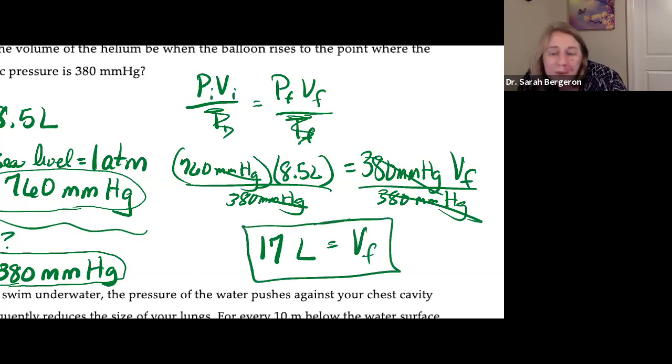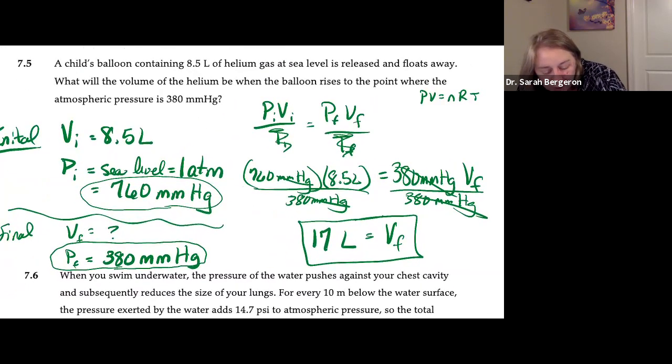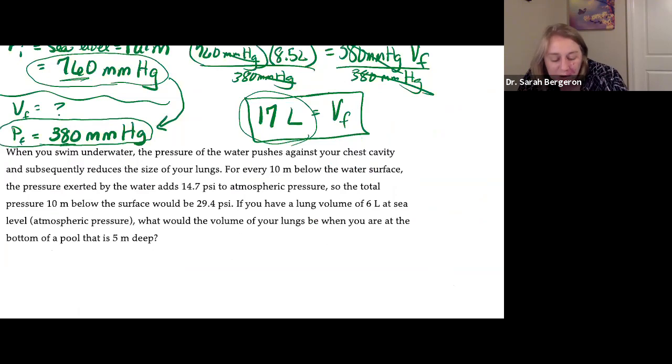Okay, so now does that make sense? Well, yeah, if we look at P-initial V-initial, right? What did we change? Well, we changed our pressure. Our pressure went from 760 to 380. So if our pressure drops, what happens to volume? Well, if I want this side of the equation to equal this side of the equation, that means my volume has to go up. We went from a volume of 8.5 liters to a volume of 17 liters. Check, we're good.